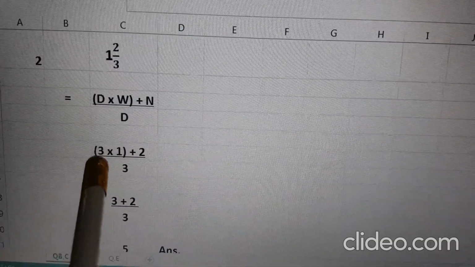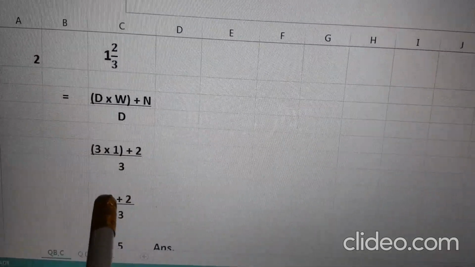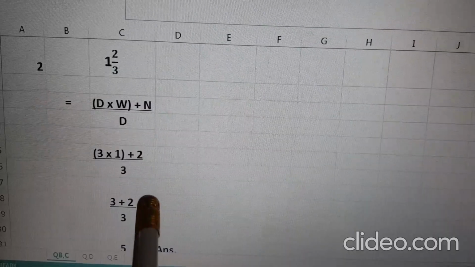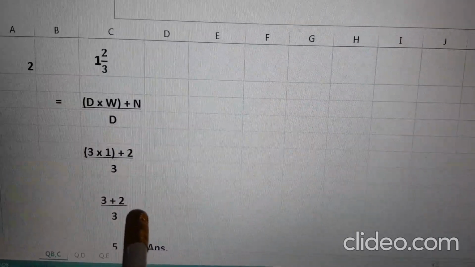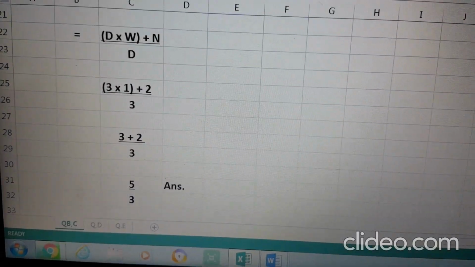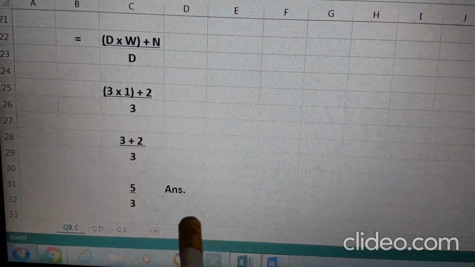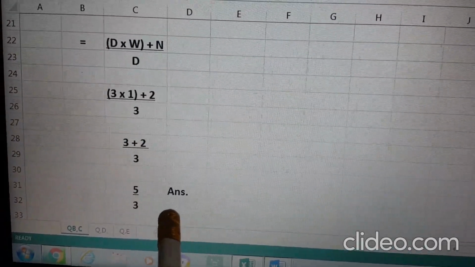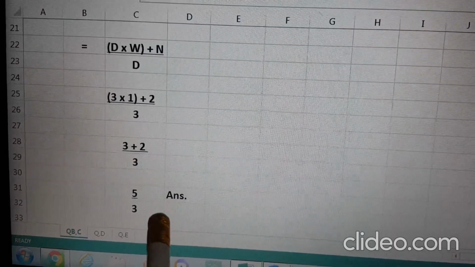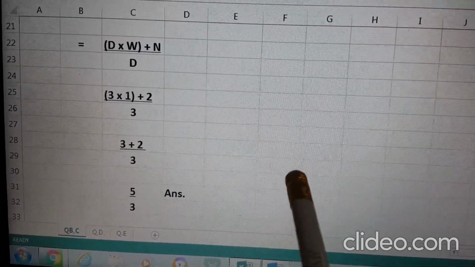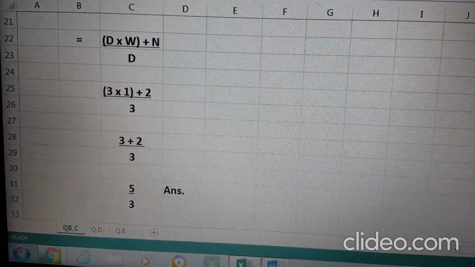And again denominator is 3. So we'll multiply 3 and 1. 3 into 1 is 3, and the 2 we will write here: 3 plus 2. When we add, we get 5 upon 3. So the improper fraction is 5 upon 3. In the same way, you will do all parts.